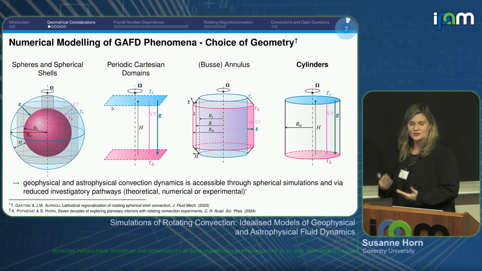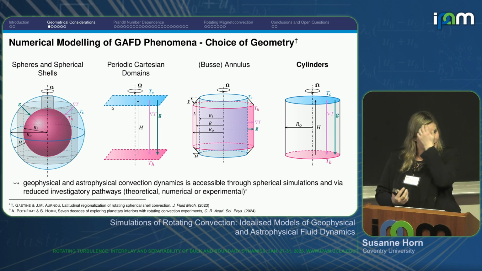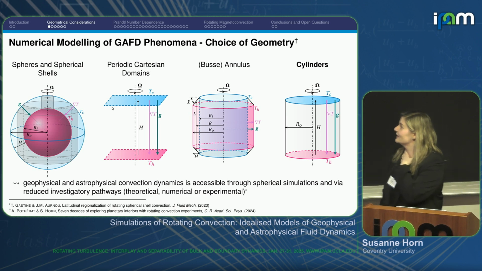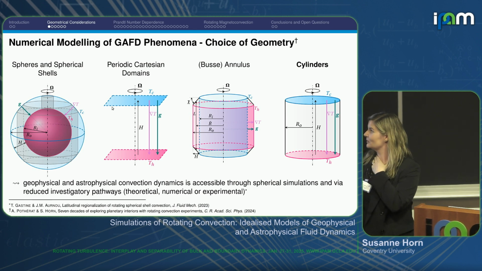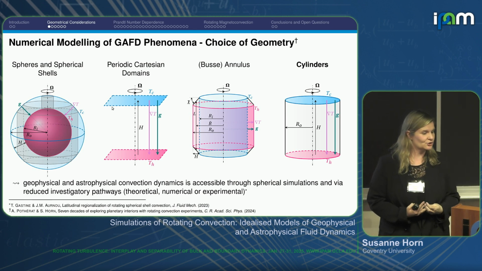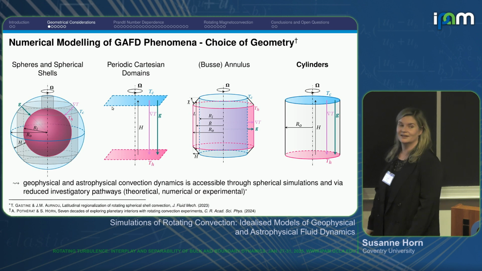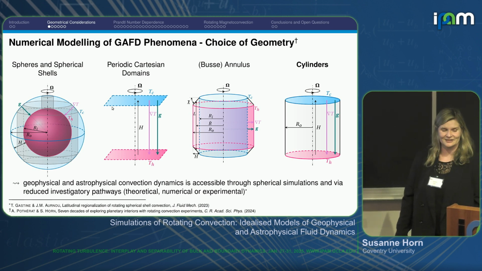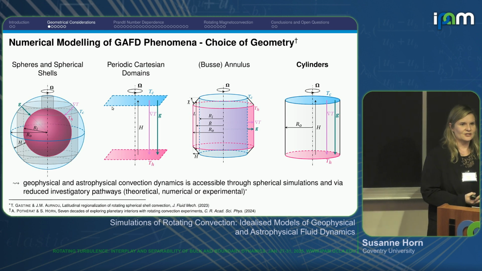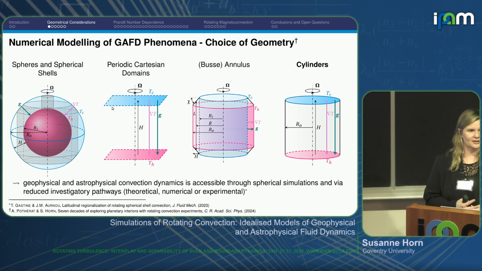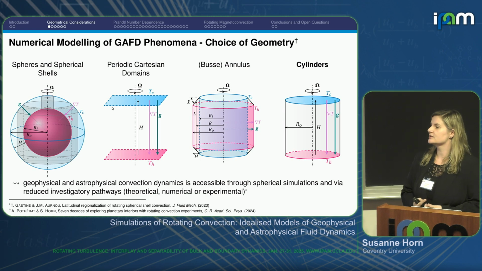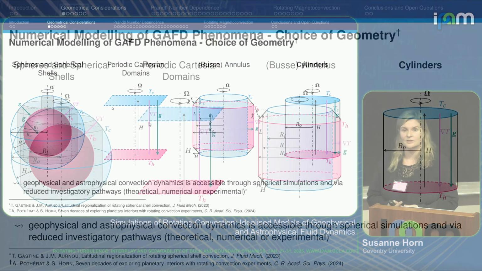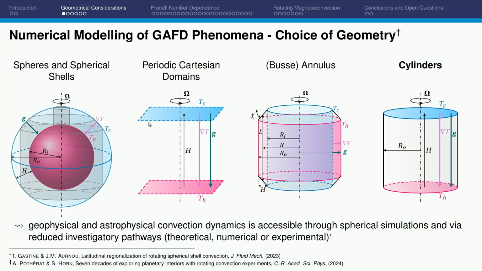But maybe first, just a little overview, because Alban and I have done that recently for experiments, where we looked at the different geometries that you can use. So I thought, oh, I'll do the same thing for numerics. And what we can do, of course, the obvious choice if you want to model planets, would be to go for spheres and spherical shells, which you see here on the very left. And this would be in numerics.